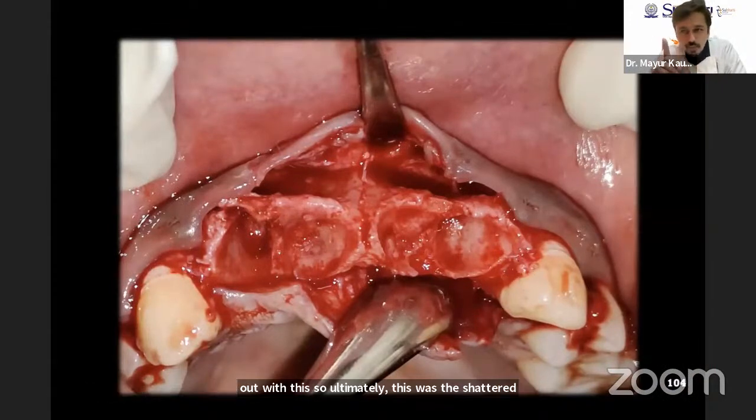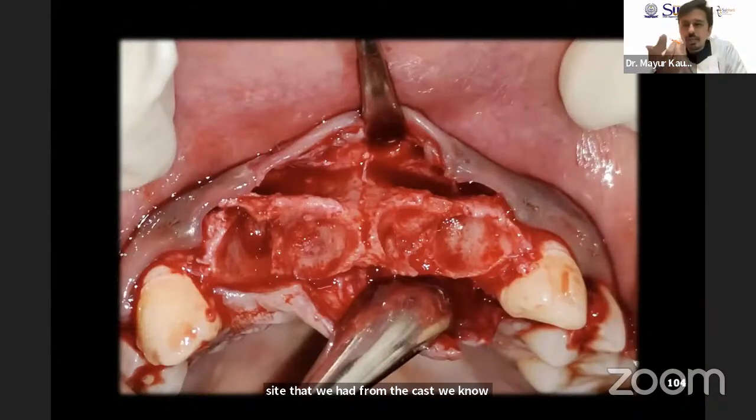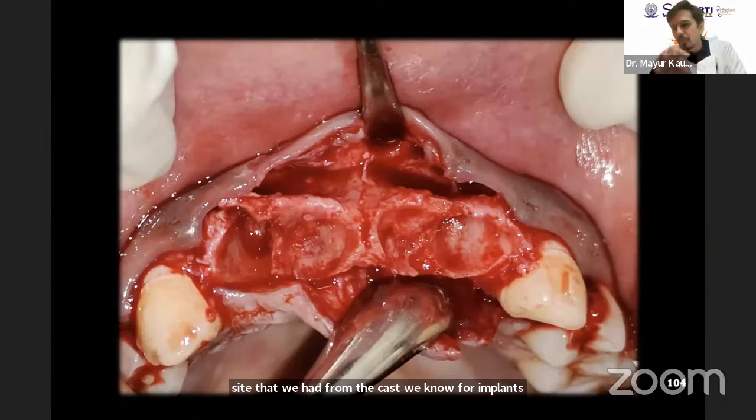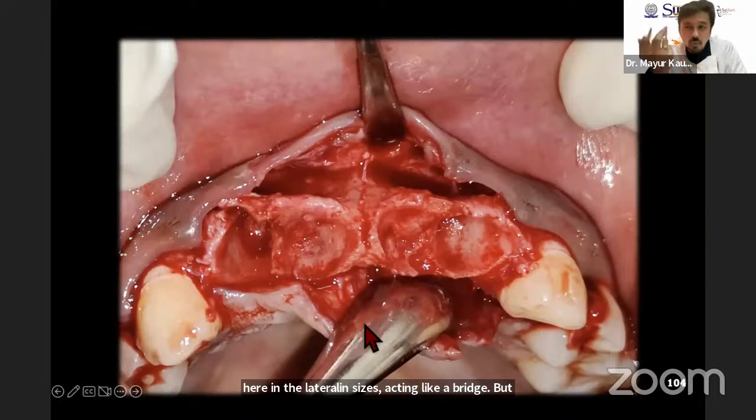From the cast, we know 4 implants cannot be placed because biologic width would be violated. 3 implants don't make any sense because they were in prosthetically wrong position. Ideally, implants should have been placed here and here in the lateral incisor, acting like a bridge. But the bone was completely shattered here. I had two options: either go deep in the lateral incisor area, in which case my crown implant ratio would be totally disturbed.